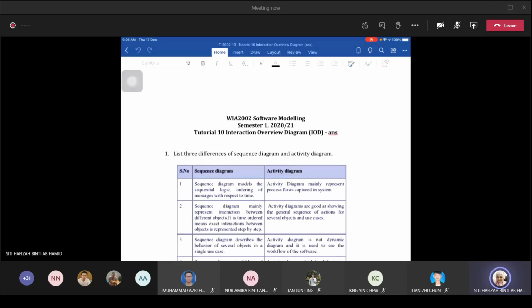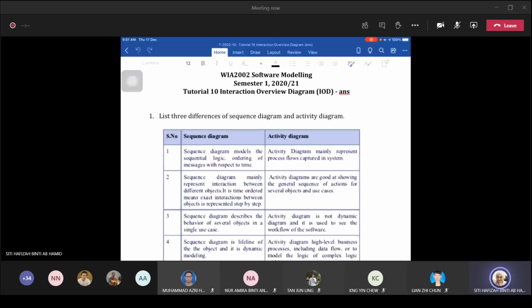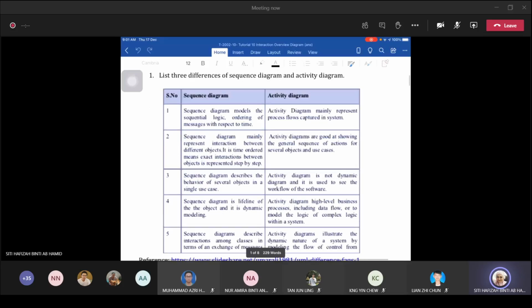So, first question is a very straightforward question. You can get it from the internet. I got it from the internet as well. List 3 differences of sequence diagram and activity diagram. So you have this one. I already put it here, in this slide share.